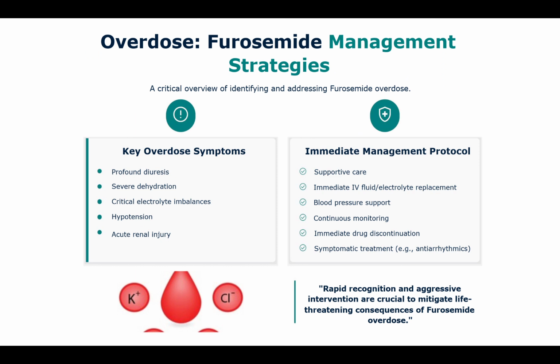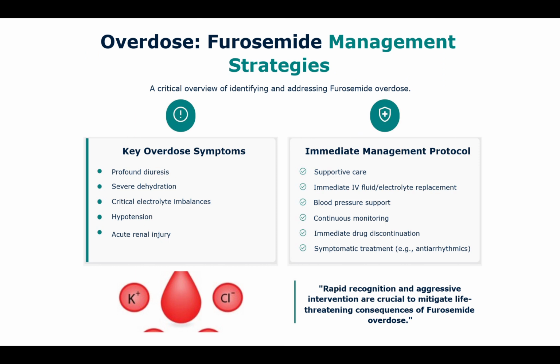Understanding furosemide overdose and its management is crucial in emergency situations. The symptoms of overdose include profound diuresis, this means excessive and rapid urine production leading to significant fluid loss; severe dehydration, where the patient will exhibit intense thirst, dry mucous membranes, sunken eyes, decreased skin turgor, and general weakness; and electrolyte imbalances, where critically low levels of potassium, sodium, and chloride are common.